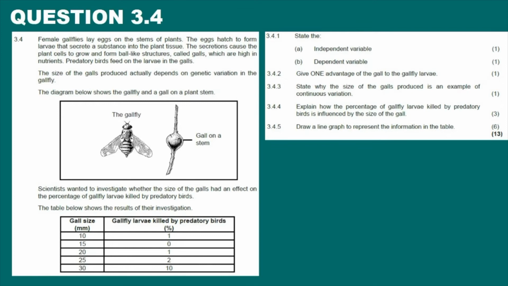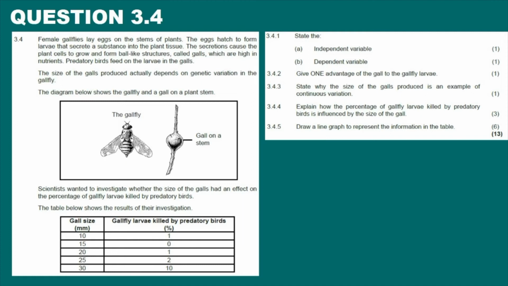Question 3.4, the famous investigative question. So in question paper 1 or question paper 2, it does not matter, from grade 10 to grade 12, you will have one investigative question with very, very similar questions that would be asked in things like this. The only difference is the scenario that will be asked.